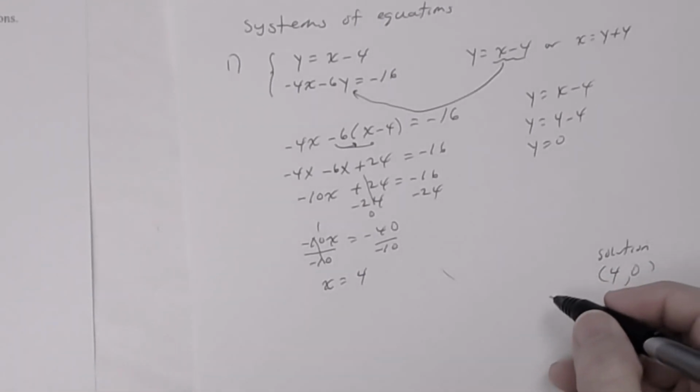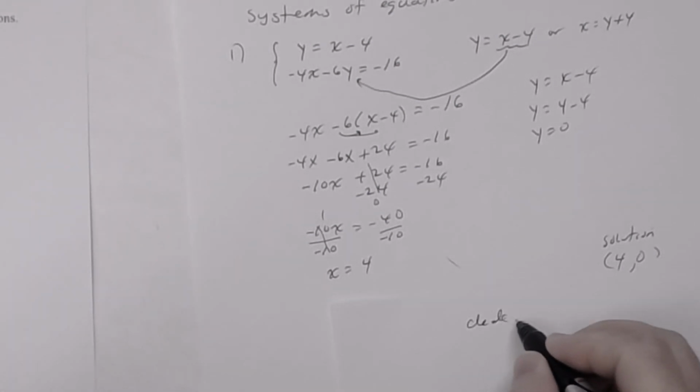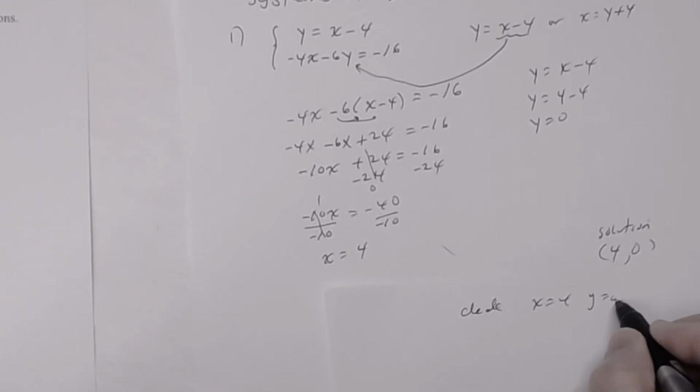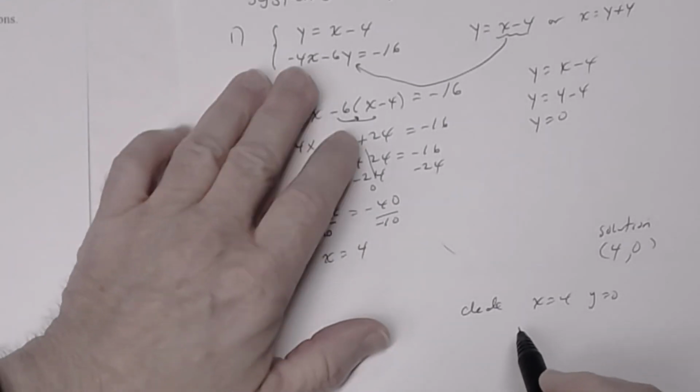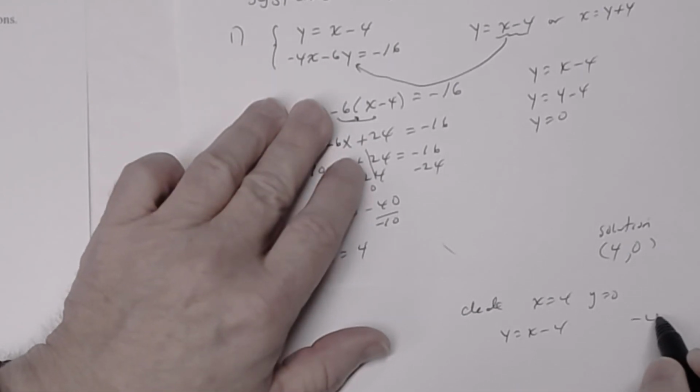So when you check this on paper, you're saying x is 4, y is 0. You have to check each of those equations. Here's my first equation, and here's my second equation.